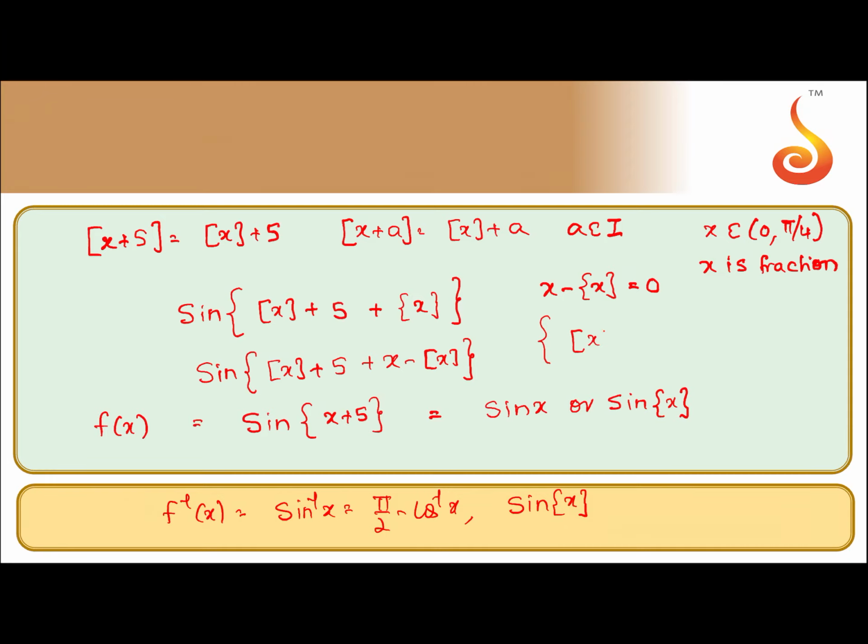Again, let us recall greatest integer of x. Fractional part of x is equal to x minus greatest integer of x. Again, a very important point, fractional part of x is equal to x minus greatest integer of x.